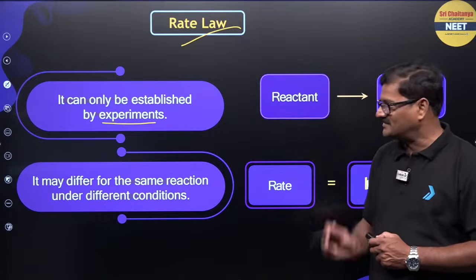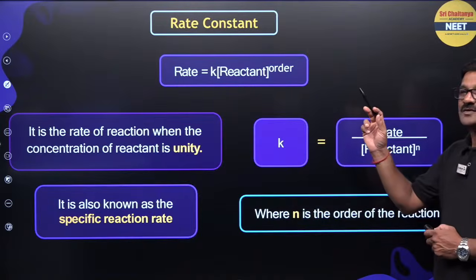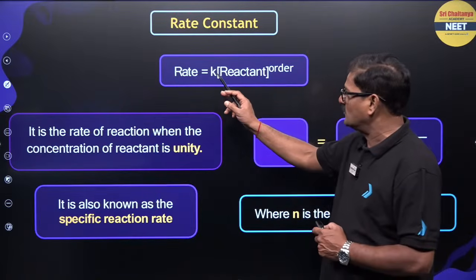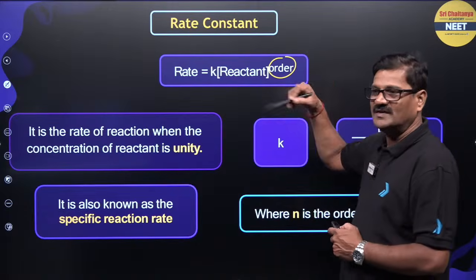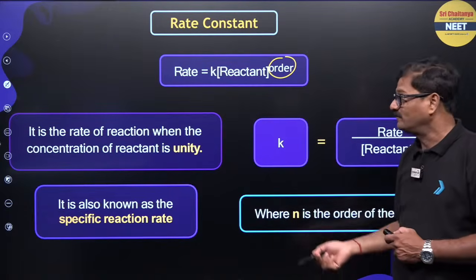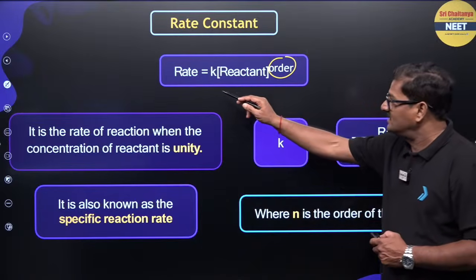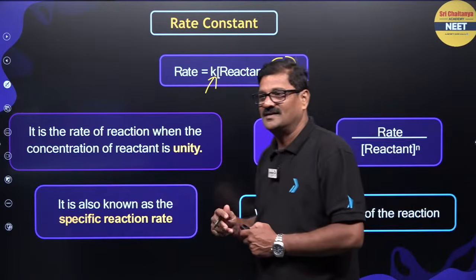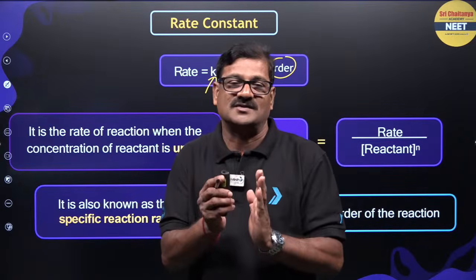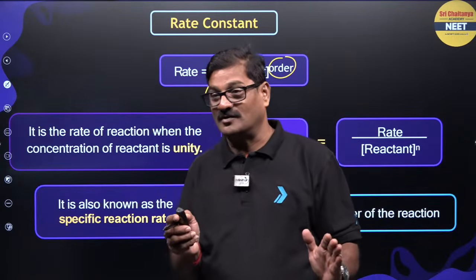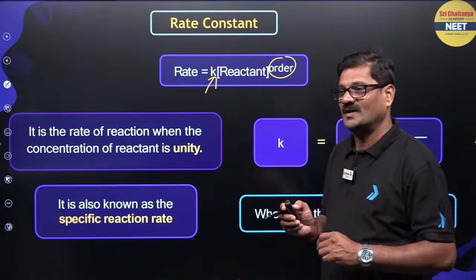So please like the session, and rate constant. We know that rate is equal to K reactant to the power order. This order could be either x or y or x plus y, and K is said to be rate constant. This rate constant tells you how fast the reaction is going on. It also has a dimension.